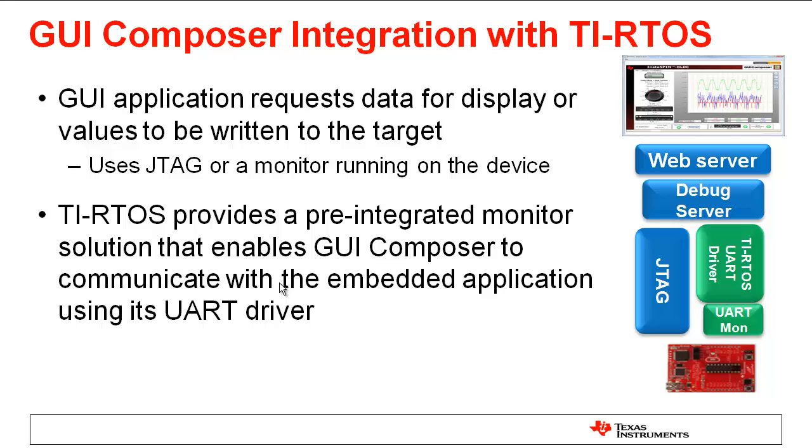And there's really two ways you typically communicate to the target. One is via JTAG, but of course it's not always possible to get JTAG connections into your system, especially once you get away from a benchtop environment. And one thing that TI-RTOS offers is a simple UART little monitor program that communicates back through the TI-RTOS UART driver up to this debug server. So you can have a non-JTAG way to communicate between this user interface and the embedded target.